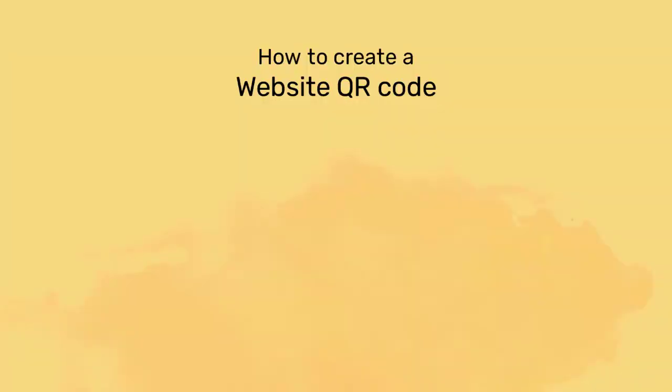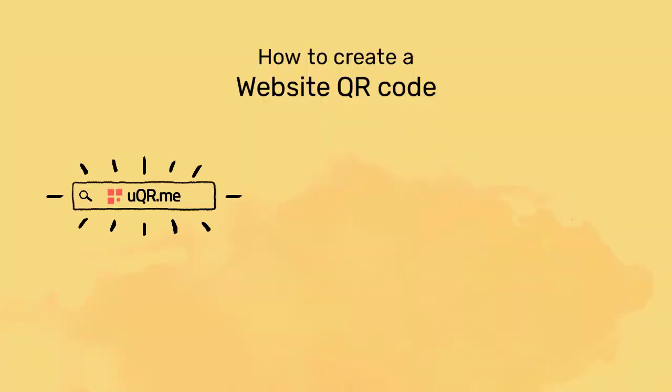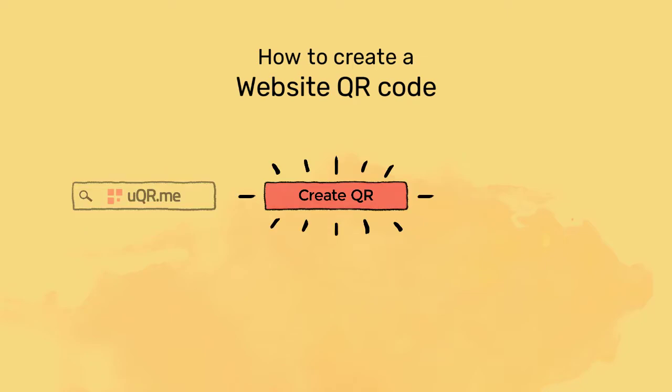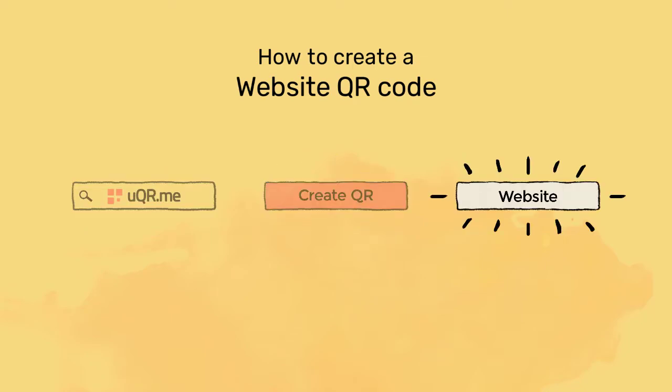If you want to create a website QR code, all you need to do is register to UQ Army, click Create QR, and select the type. It's as simple as that.